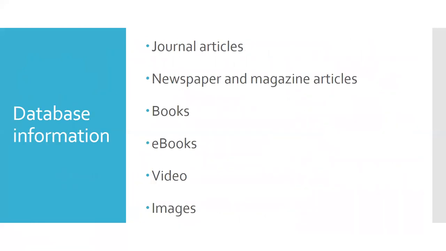The information that's stored in databases comes in lots of different types. Journal articles are one of the big ones, but other categories that you might see are newspaper and magazine articles, books, ebooks, videos, and images. Some of our databases focus on only one type of information, and some have a mix of these different types.